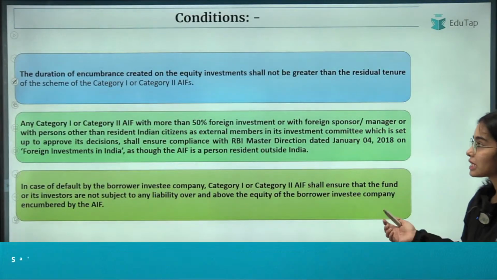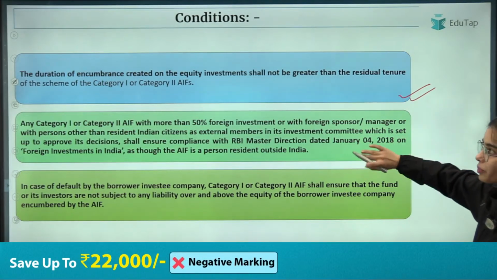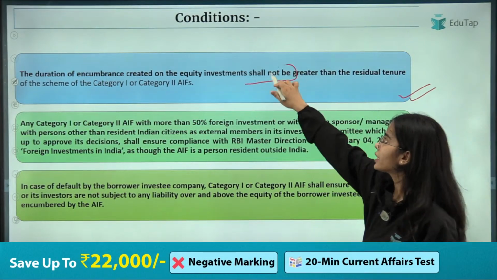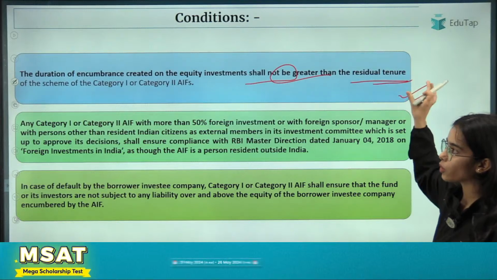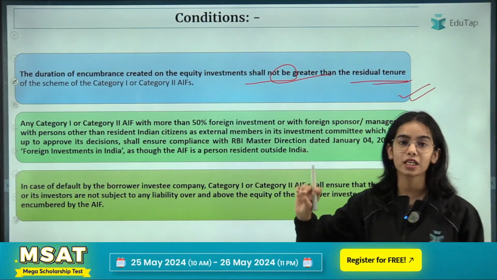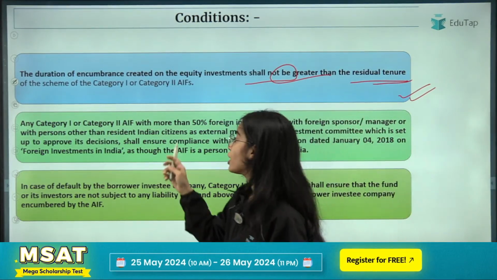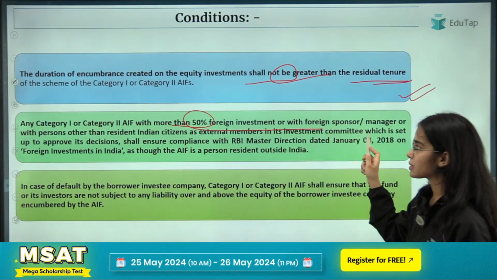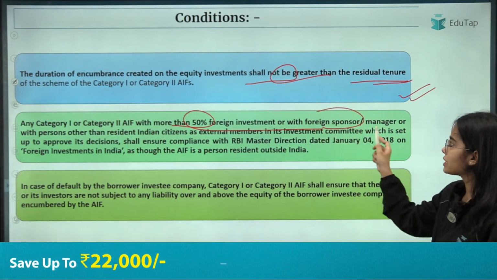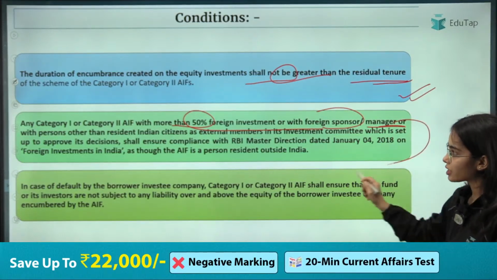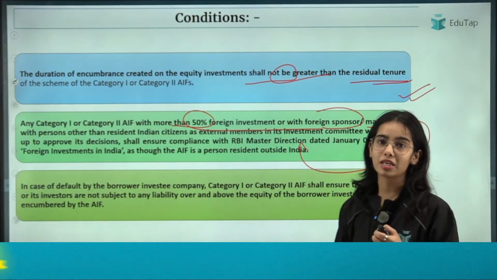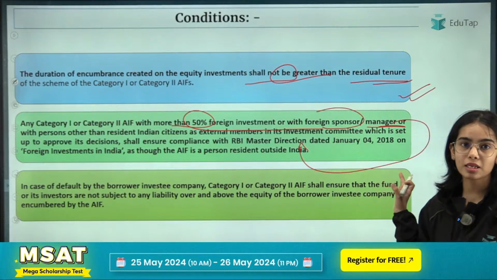So all of this we have discussed: the duration of encumbrances can be created only till the residual tenure of the scheme, and any Category 1 and/or Category 2 AIF with more than 50% foreign investment, with a foreign sponsor or manager, has to ensure compliance with the RBI master direction also. So this is the basic idea.